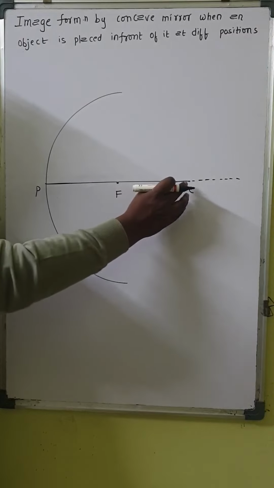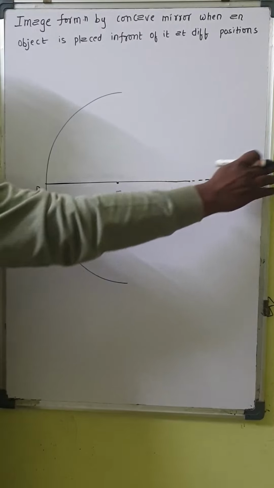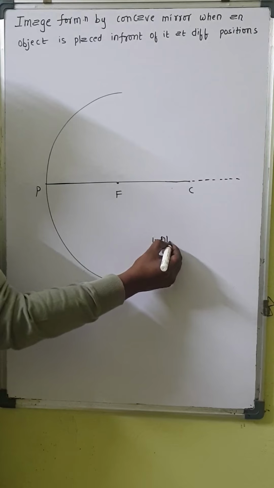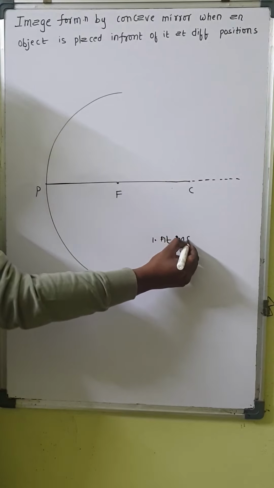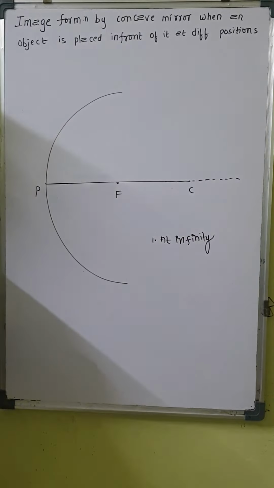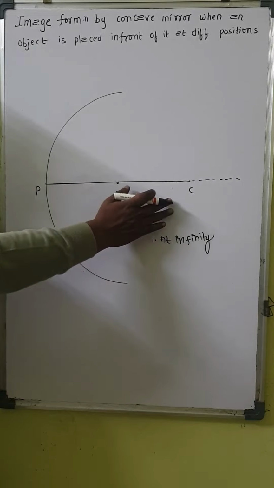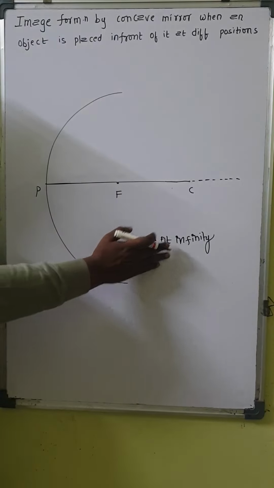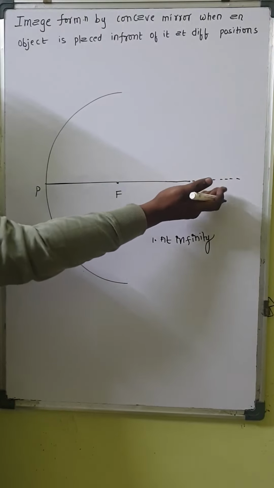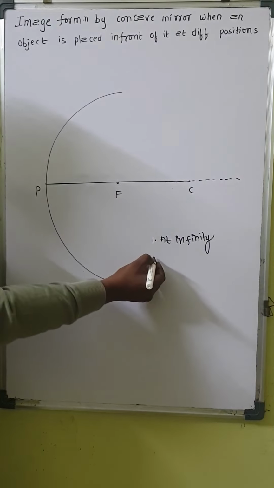The first position is very far from the mirror. When an object is placed very far from the mirror, we call such a position object at infinity. When you are drawing diagrams, you do not show the object at infinity in the diagram. Why? Because the object is very far from the mirror. On a book, paper or board, we cannot show the object as it is far from the mirror. So, the first position is at infinity.